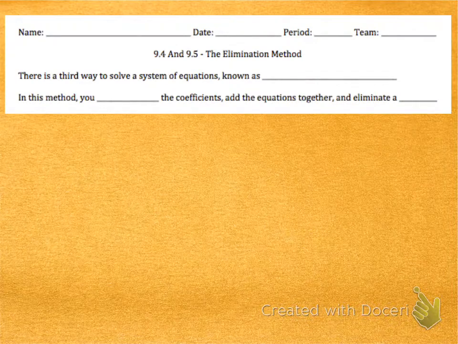Hello, algebra students. We're going to take a look at 9.4 and 9.5. This is solving systems with the elimination method. So there is a third way to solve systems known as elimination.